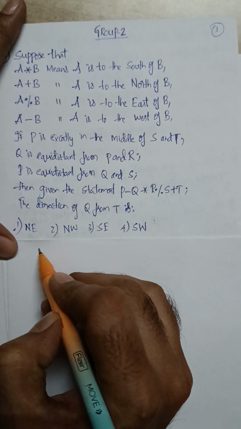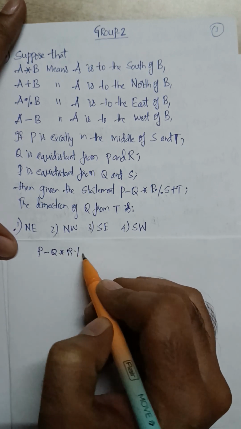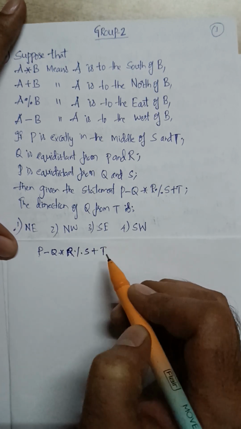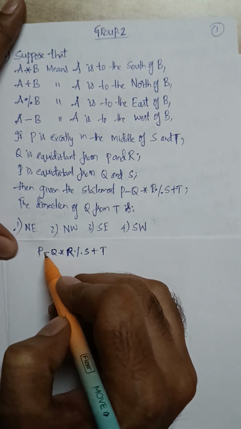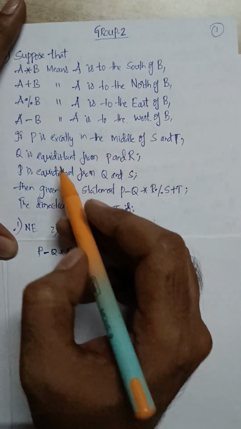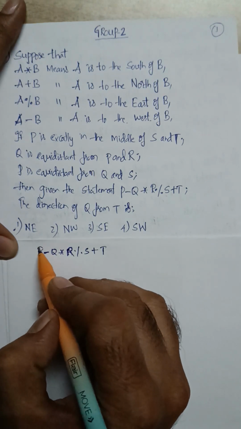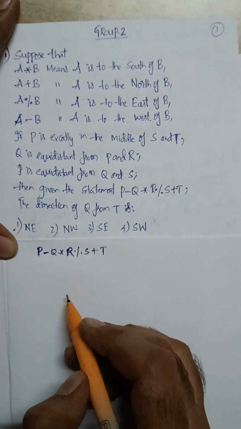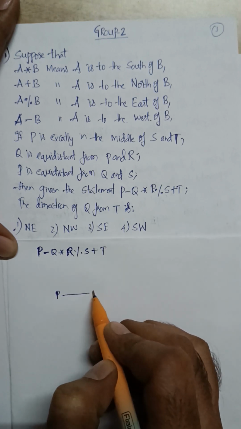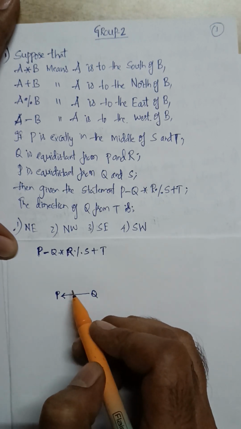Now he has given this equation: P minus Q star R percentile S plus T. First, P minus Q. Here A minus B means A is to the west of B, meaning the first person A is west of B. Here the first person is P, so P is to the west of Q. Q is here, and west of Q is this.